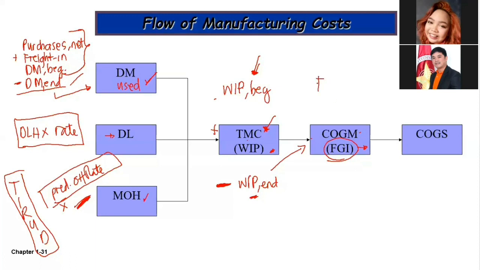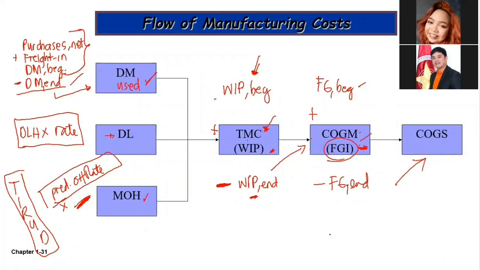Kasi possible po may finished goods beginning, merong hindi ka nabenta dati. So, ang finished goods beginning na yan, at itong finished goods na yan, para saan ba yan? Ang intention natin ay ibenta. Kaya pag pinagsama mo ang finished goods beginning at lahat ng finished goods na natapos mo this period, we call it cost of goods available for sale. Since available for sale yan, dalawa lang ang patutunguhan, mabenta o hindi. Pag minus mo yung hindi nabenta, makukuha mo yung nabenta.